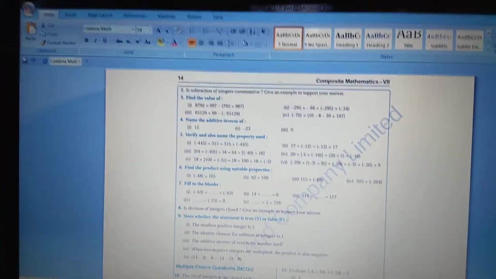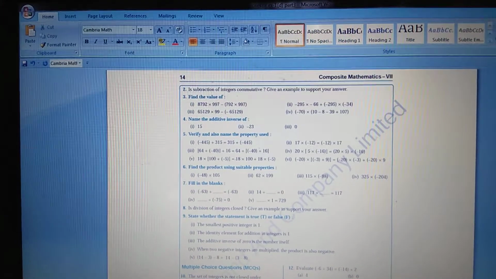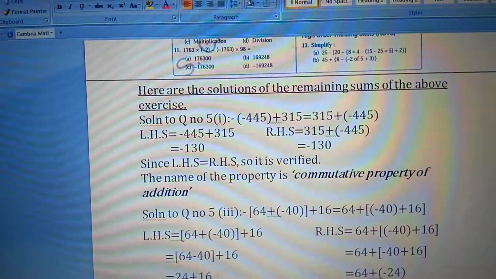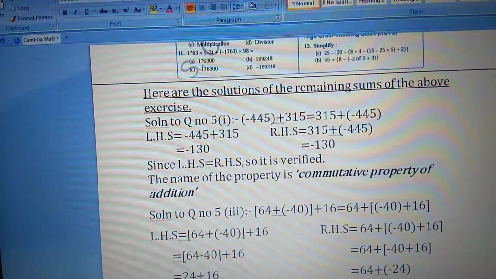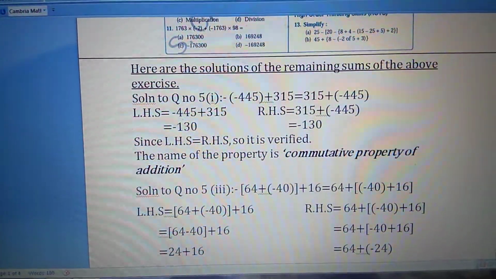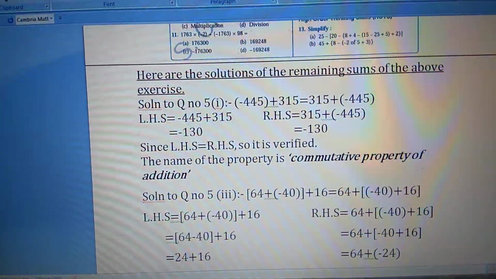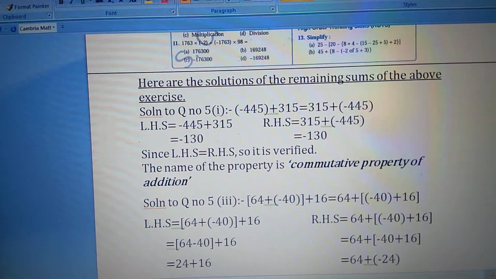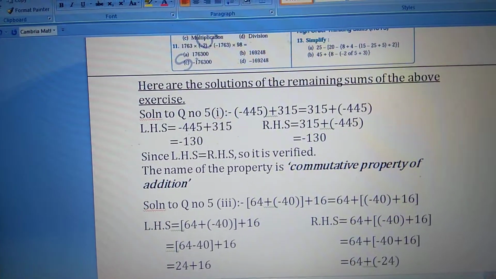Now I will go to question number 5. Everybody take pen and paper for solving question number 5. In question number 5, it is told to verify and also write the name of the property used. We all know the term verify means we have to satisfy both sides of the given expressions. So what we have done, we have solved separately the left hand side and the right hand side of the given expression or equation. We have got the same result on both sides.